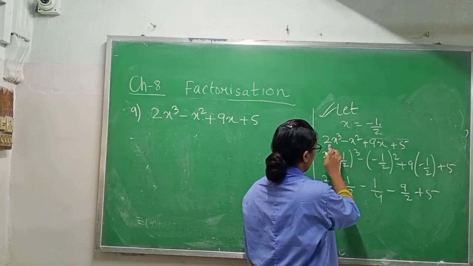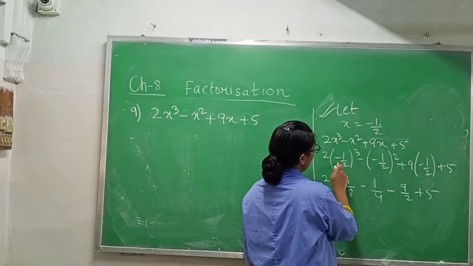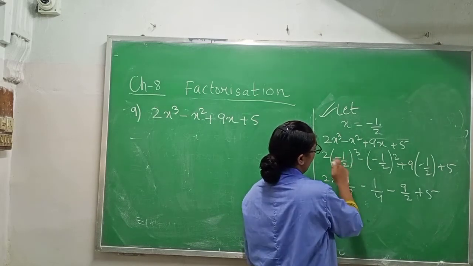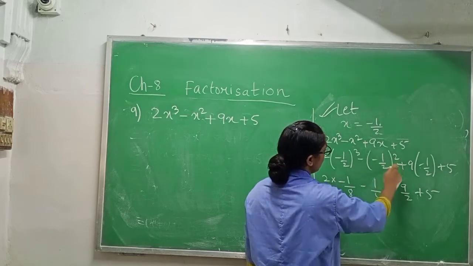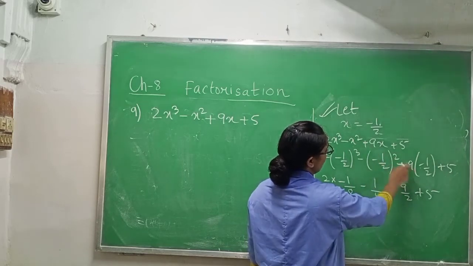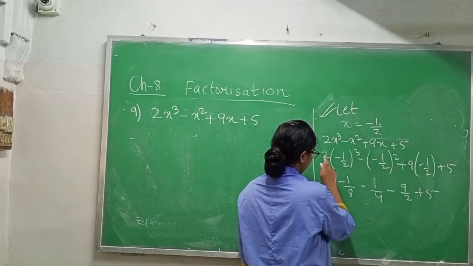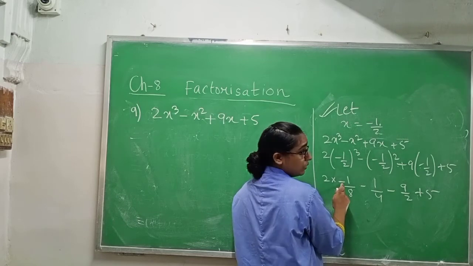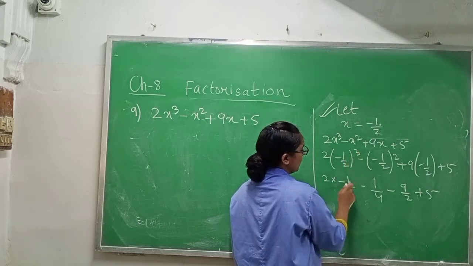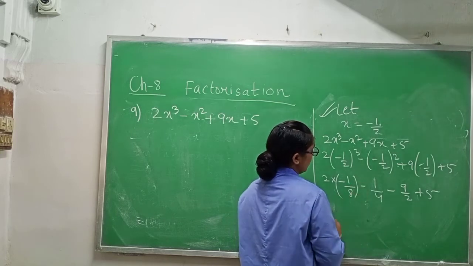Now the question is 2x cube minus x square plus 9x plus 5. In place of x, what will I put? -1/2 whole cube minus, then again x square, meaning -1/2 whole square, then plus 9 in place of x, -1/2, plus 5. Now 2 I am writing as it is. Since we have an odd power, the minus sign will remain as it is. 1 cube will be 1, 2 cube will be 8. I am writing the bracket, it will be better.